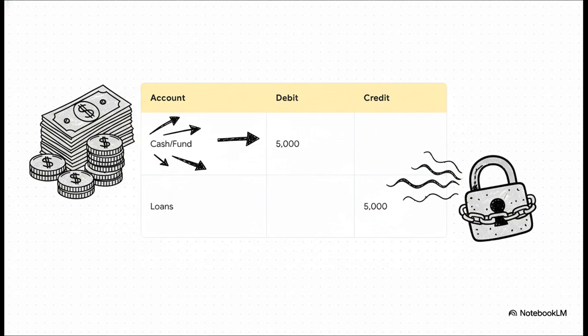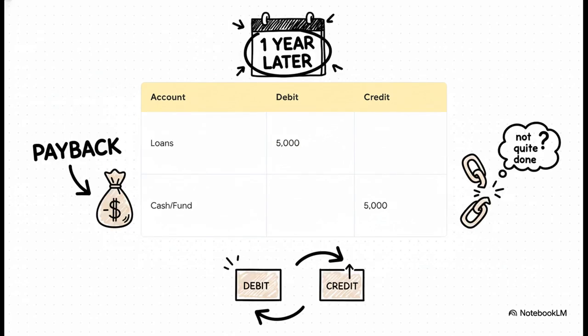Your cash goes up by 5,000, so you debit cash. But now you owe someone money, right? That's a liability. So you credit a loans account for the same amount. Easy. Okay, fast forward 1 year. Time flies, and now it's time to pay the piper.